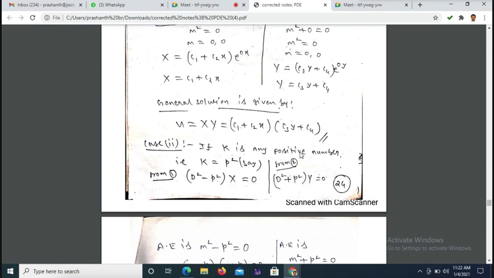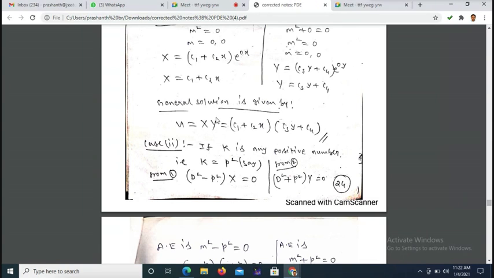Positive number means what? A square always gives a positive number. Either you have to take a mod sign or you have to take a square. You know that a negative becomes positive when you take a square. So whatever the numbers are, the negative terms will become positive whenever you take a square or mod sign. Here I have taken square.